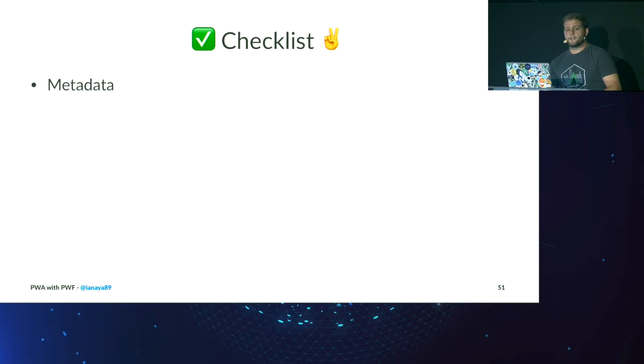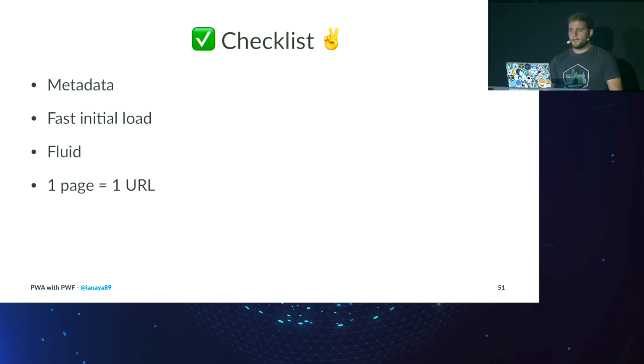So the second part of the list is metadata. We can provide that metadata for improved installation. We need to ensure a fast initial load. We need to make our application fluid, avoid lags, avoid render issues, so avoid big lists, try to make it as native as possible for the user. And one page, one URL. This is important too, OK? Try to identify your content using URLs, these unique identifiers, where you can share that URL with the user and be sure that you can reproduce the same content.